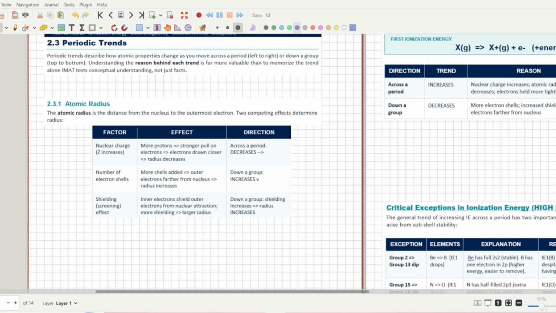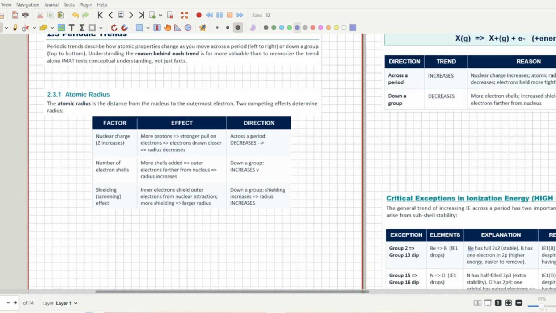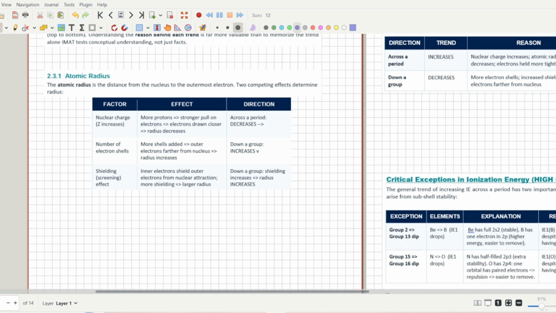So the first thing that you need to know about atomic radius is that the atomic radius is the distance from the nucleus to the outermost electron. So what are the factors that affect the atomic radius, and let's write them down one by one. First thing that you need to know about is what happens when you move from left to right.